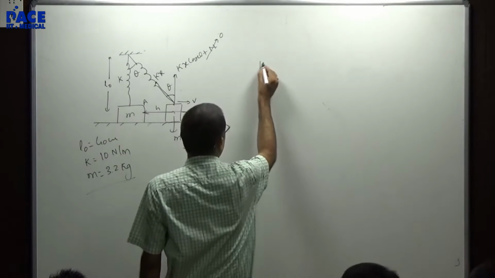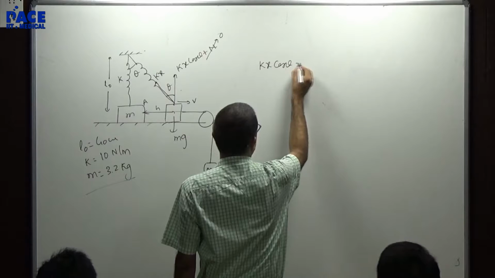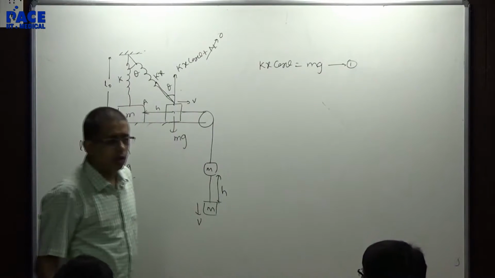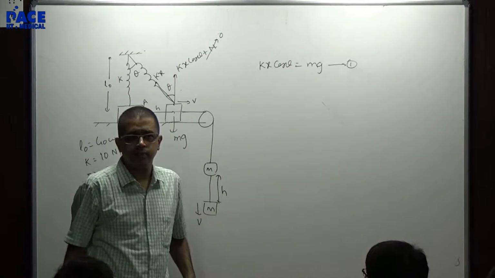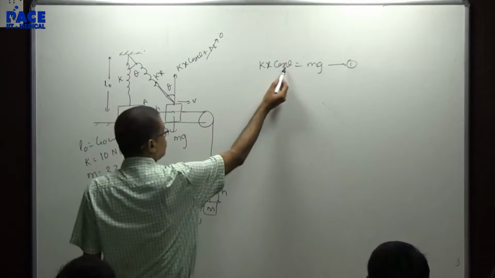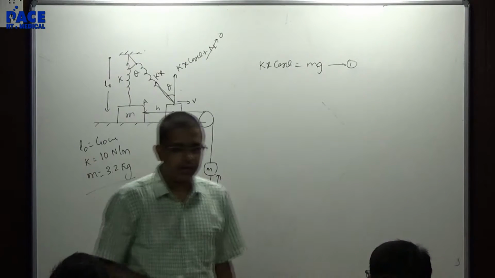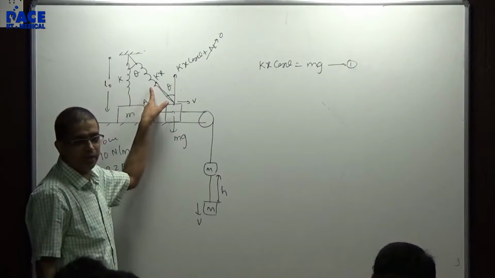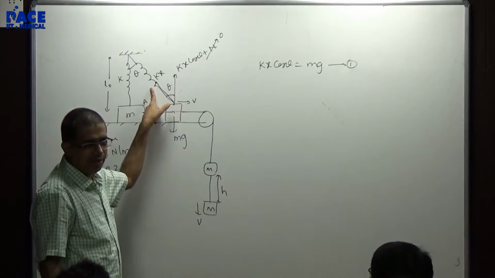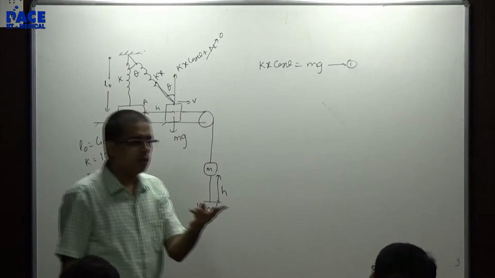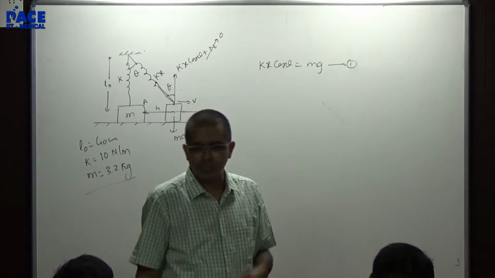Now listen. Your first equation is kx cos theta is equal to mg. Is everybody okay with this? Normal force should become 0. Second equation, have a look at it. Cos theta is a variable which you incorporated. X is also a variable which you incorporated. X is the elongation in the spring.